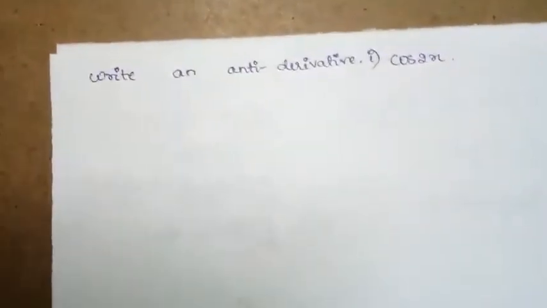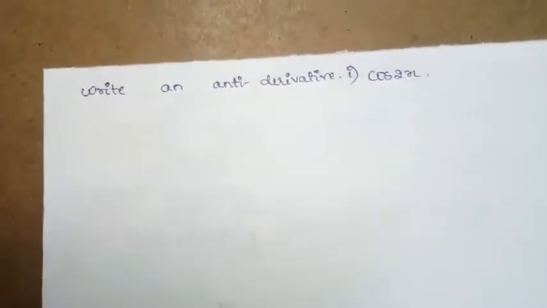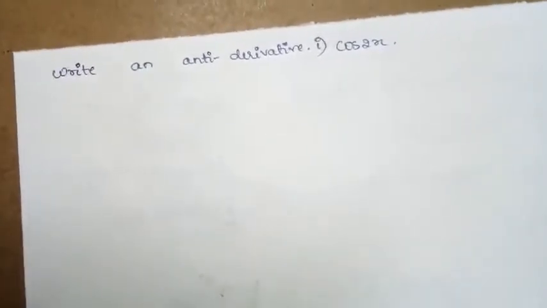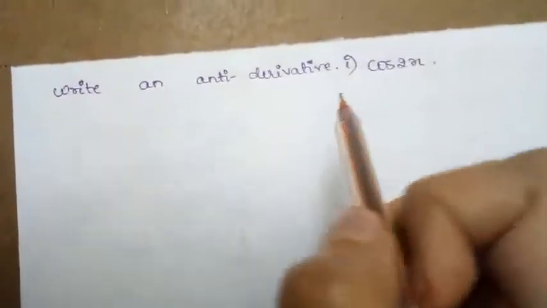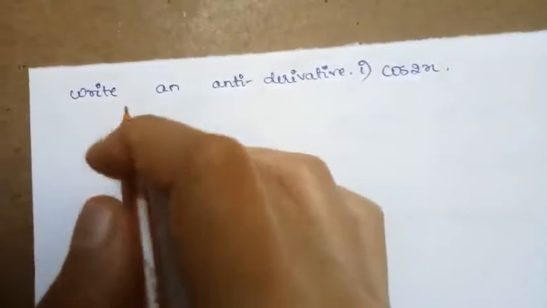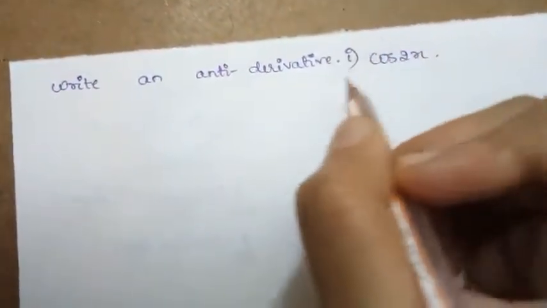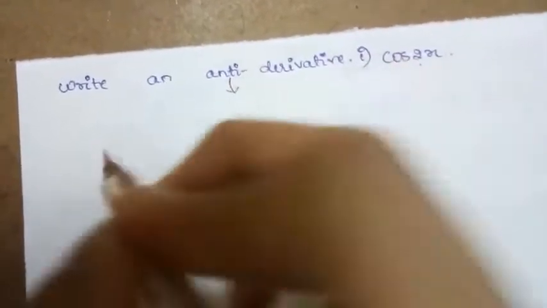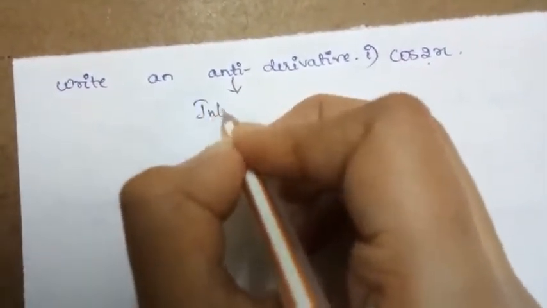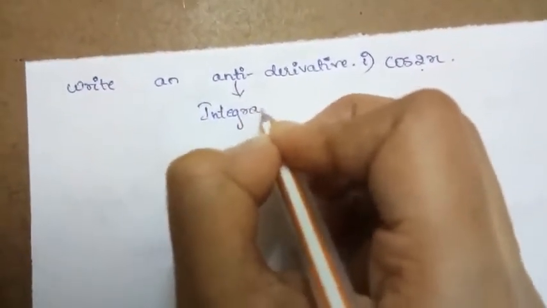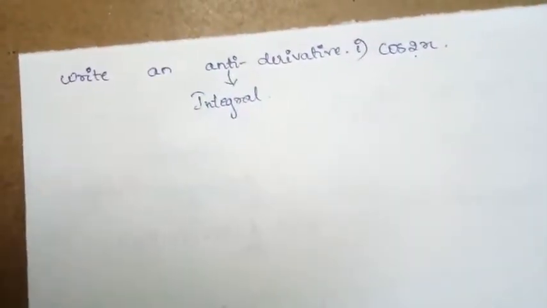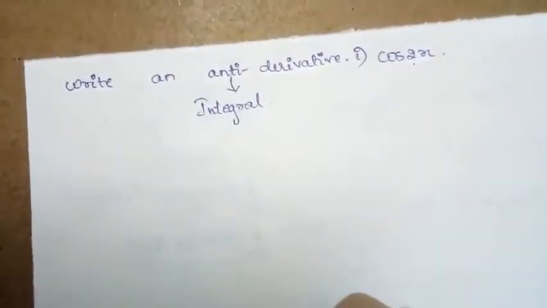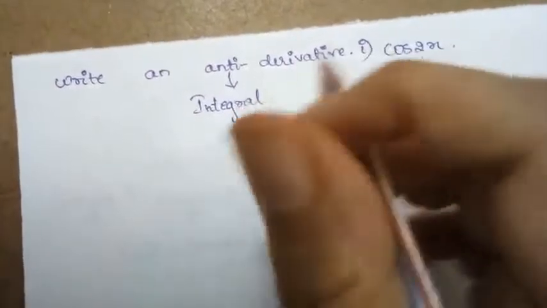Now let us understand the concept of antiderivatives and integrals through some examples so that you can get a clear idea. First: write an antiderivative of cos 2x. Antiderivative means we need to find the integral. If you are not getting what I am saying in terms of integral, let us understand this through the differentiation concept itself.